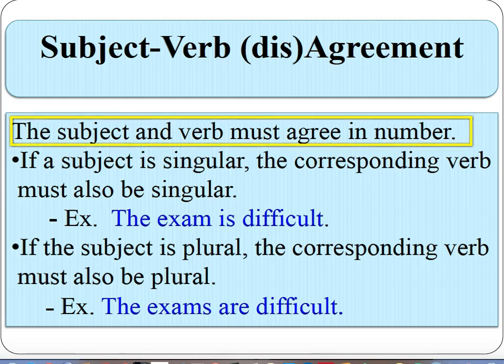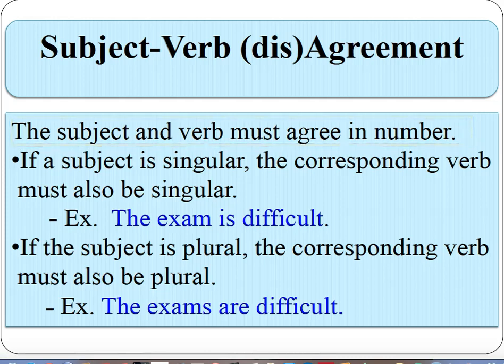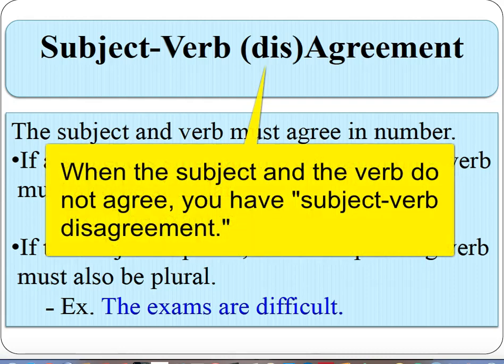In sentence writing, the subject and verb must agree in number. If a subject is singular, the corresponding verb must also be singular. If the subject is plural, the corresponding verb must also be plural. When this rule is followed, subject-verb agreement occurs. When this rule is ignored, subject-verb disagreement occurs.